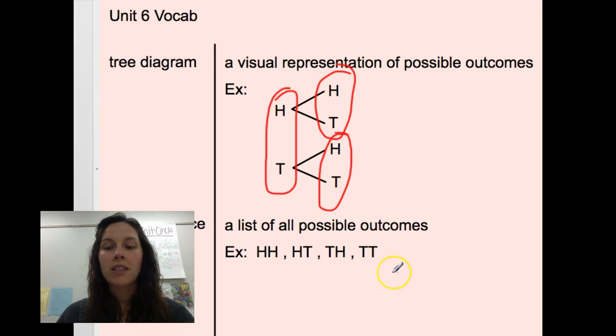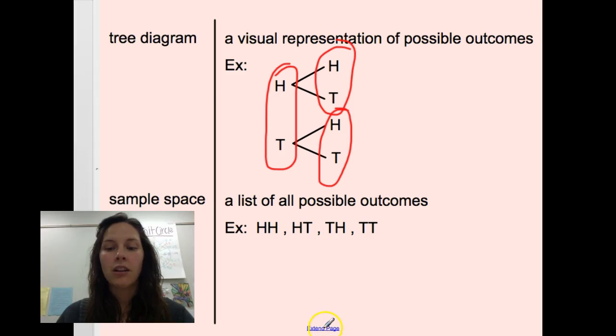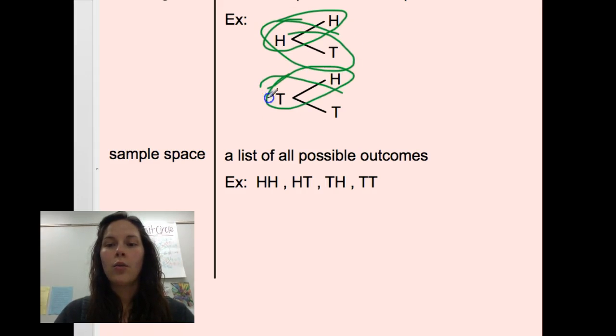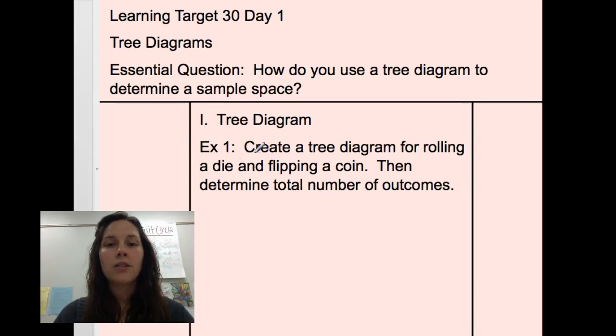So as you can see from our sample space where I listed all of the possible outcomes, you could get heads, heads, heads, tails, tails, heads, or tails, tails. So the sample space is the list of all possibilities when you run an experiment. So next we're going to take a look at how to create that tree diagram.